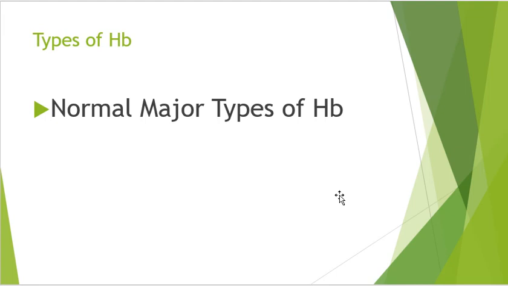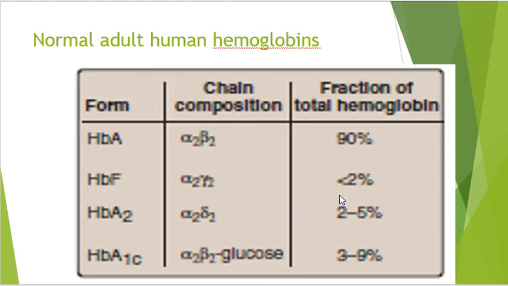Now we discuss the types of hemoglobin. These are the normal major types of adult hemoglobins. Hemoglobin A, the adult hemoglobin, is composed of 2 alpha chains and 2 beta chains, and its concentration is about 90%. Hemoglobin F, fetal hemoglobin, is composed of 2 alpha chains and 2 gamma chains, and it is less than 2% in the adult.